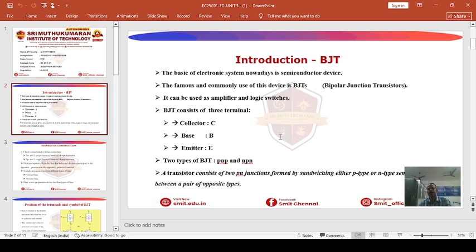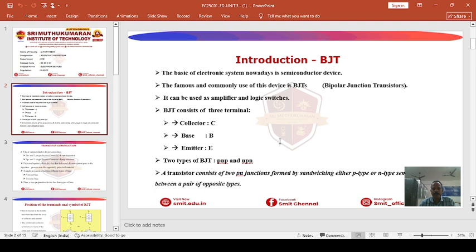Basically, a BJT consists of three segments, namely the emitter, base and collector. Actually, it is a three-terminal, three-layer device. There are two types of devices that are possible. One is called NPN type, the other one is called PNP.